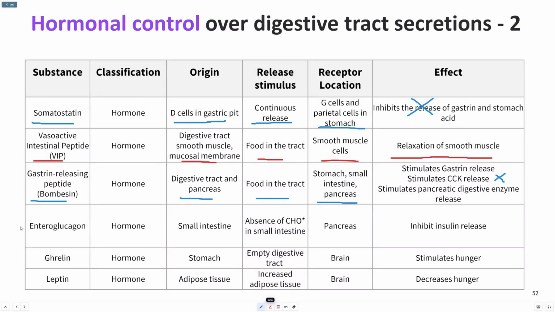The last three hormones over here are going to trigger changes to your satiety. Enteroglucagon is a hormone that's going to be made by the small intestine. It binds to a receptor, and its main function is to inhibit the release of insulin. Ghrelin is a hormone that's made by the stomach and targets the brain and stimulates hunger. And leptin is going to be a hormone that's made by the adipose and fat, also targets the brain, but decreases hunger. So ghrelin is thought to be the craving-based hormone, whereas leptin is thought to be the fullness-based hormone.